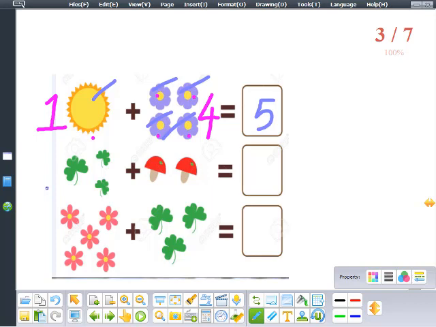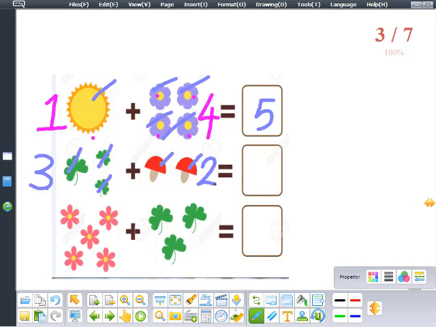Here we have some green leaves and some red mushrooms. Let's count only the green leaves. 1, 2, 3. How many green leaves are here? 3. Let's write number 3. What about the red mushrooms? Let's count. 1, 2. How many red mushrooms? 2. Excellent.